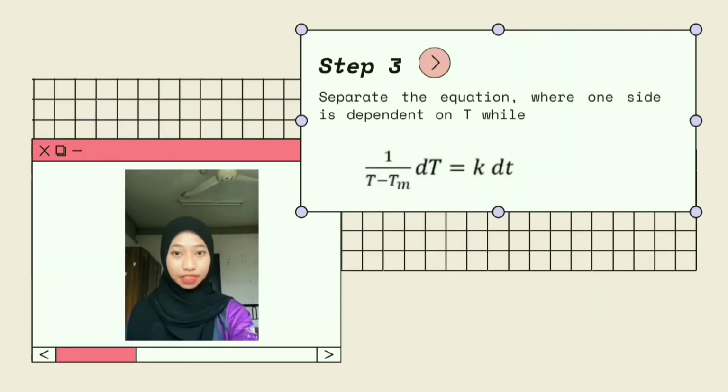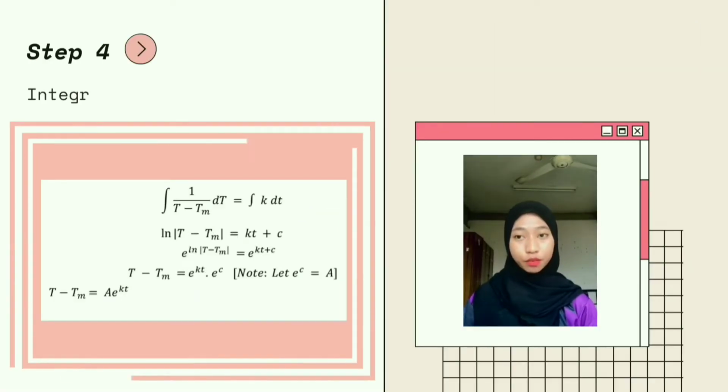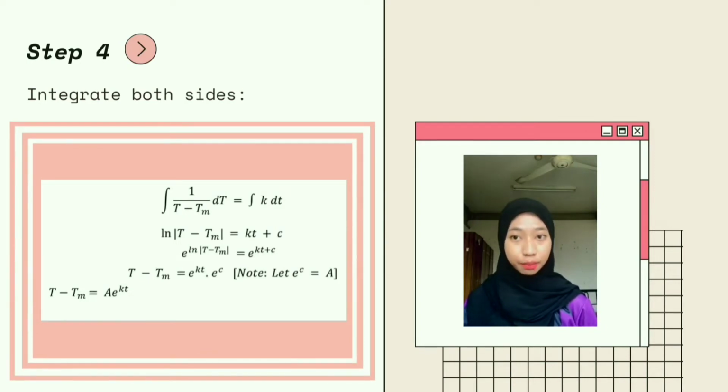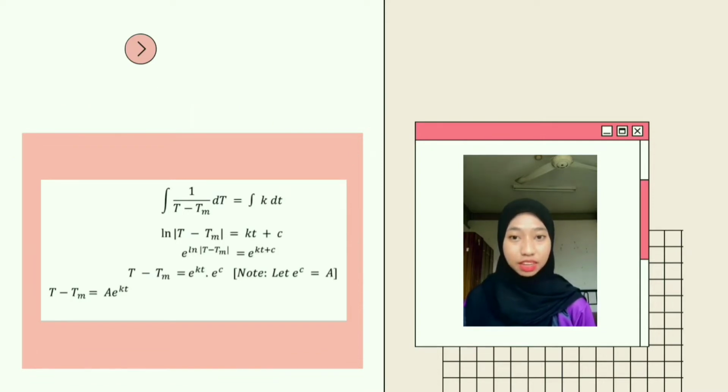Step 3, we separate the equation so that one side depends on uppercase T and the other side depends on lowercase t. So the formula is 1 over (T minus Tm) dT equals K dt. Step 4, we integrate both sides. The integration of 1 over (T minus Tm) dT gives ln|T minus Tm|, and the integration of K dt gives Kt plus C. To get rid of ln, we take the exponent of both sides. Then we let e to the power of C equal A, and the last equation is T minus Tm equals A e to the power of Kt.